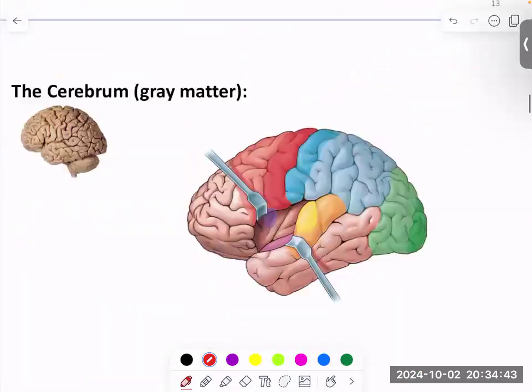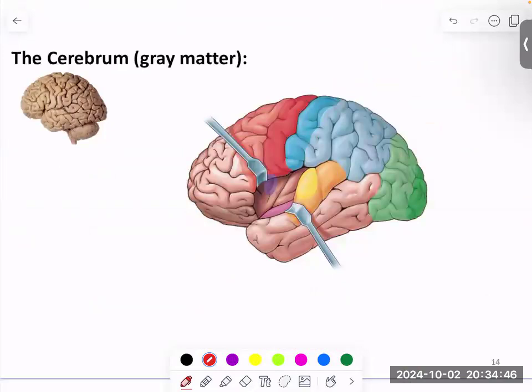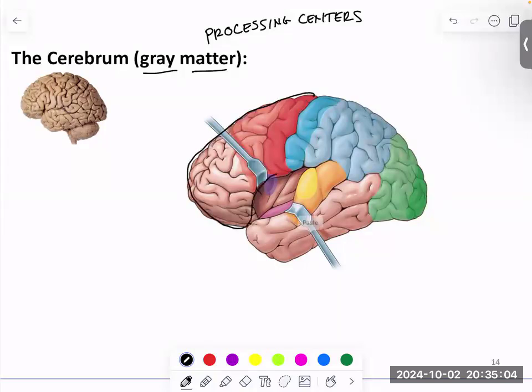The cerebrum has gray matter, and the gray matter are the processing centers. There are a few areas for the cerebrum, it being the largest part, that we must identify. This part in pink and red, this is a lobe of the brain. What's that region in the front called? That's your frontal lobe.